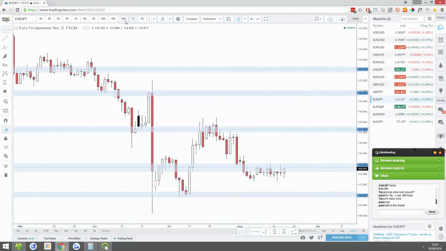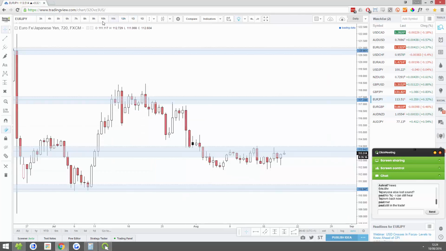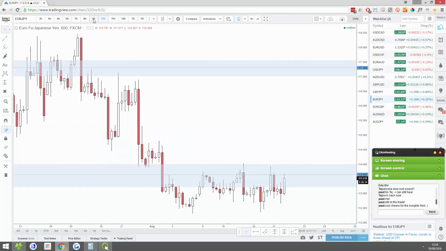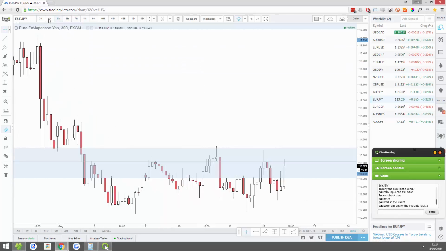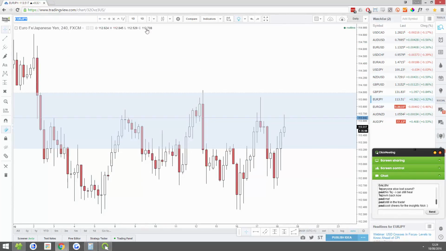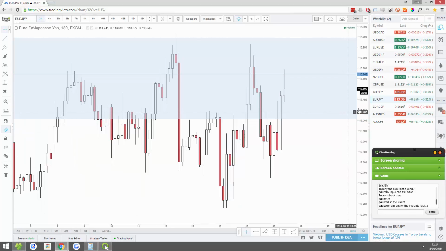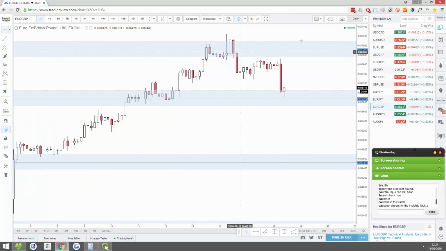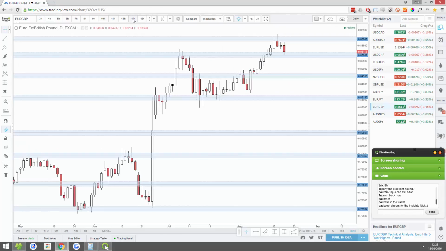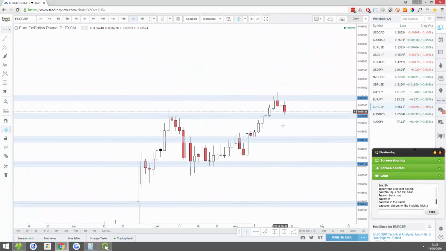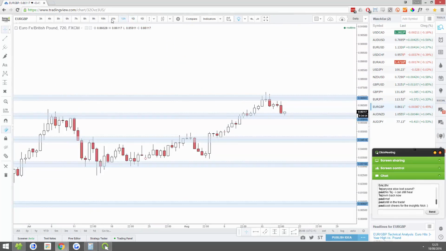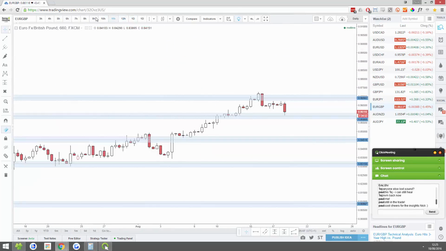All right, Euro JPY, it's still ranging on top of this area, so we're not going to see any potential trade setups here. No, that's a 3-hour. Got excited for a second with that Euro GBP candle there, but it's on a pretty low time frame.